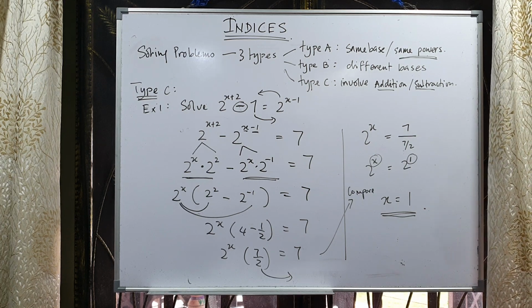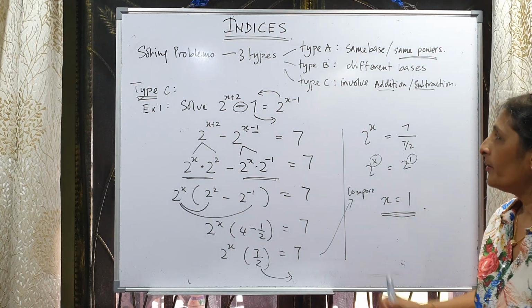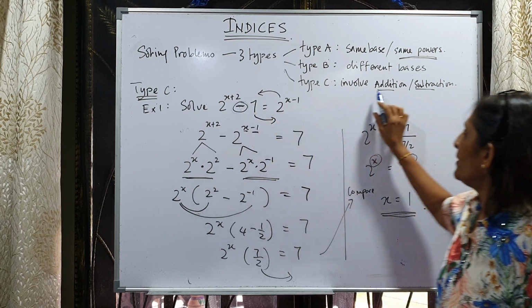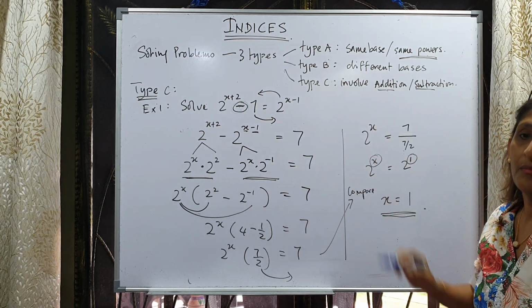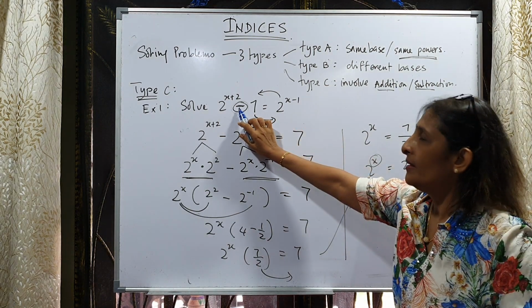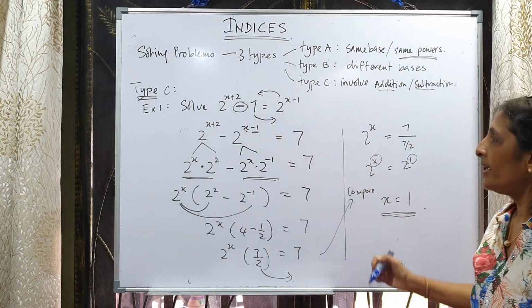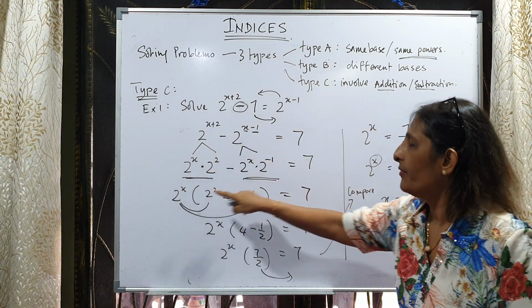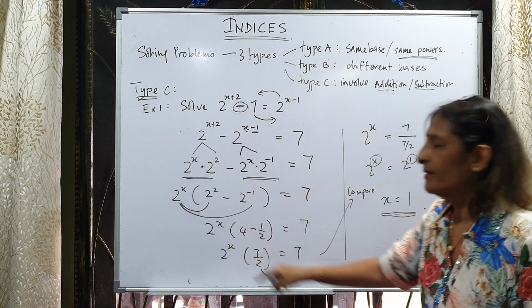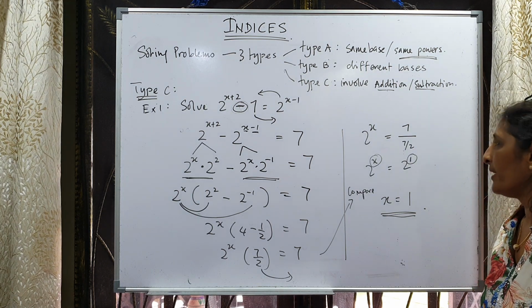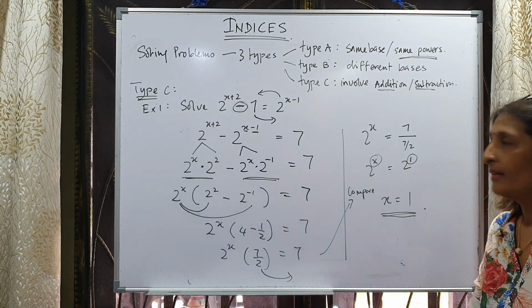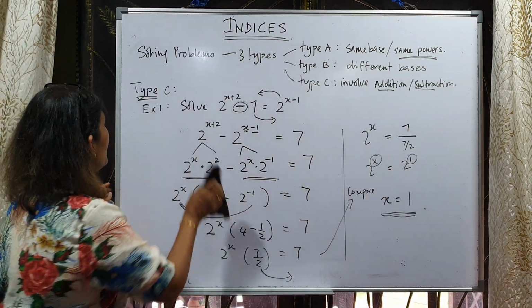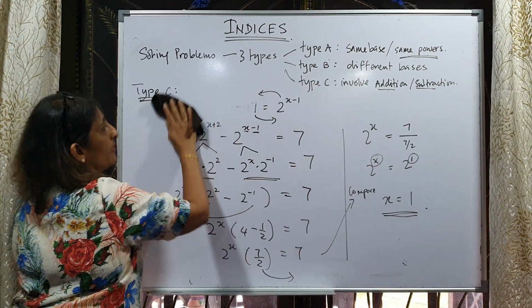Okay, so this is called the factorization method. When you see the question has subtractions or additions, plus, minus on the main equation, then you have to do this method. You split up, factorize, and then make 2 power x the subject, and you can find the answer. Alright? There are some more examples for Type C. I'm going to do the next one.